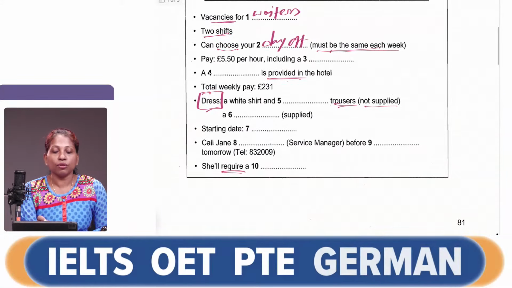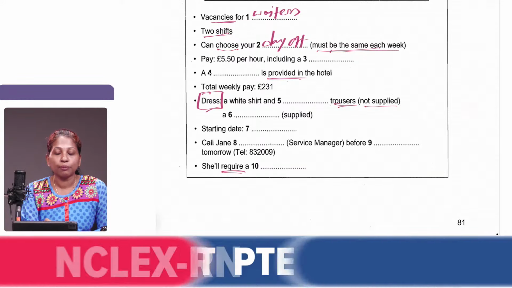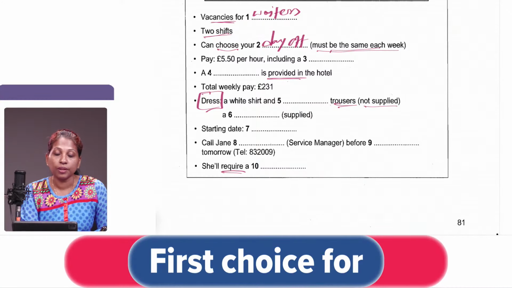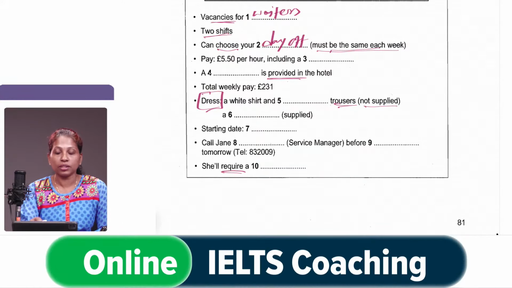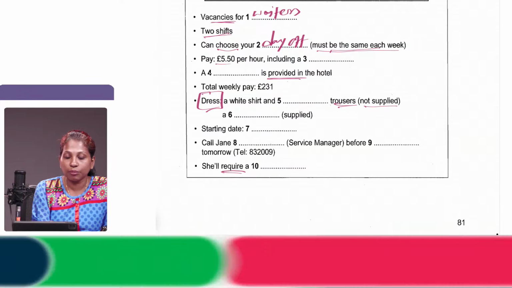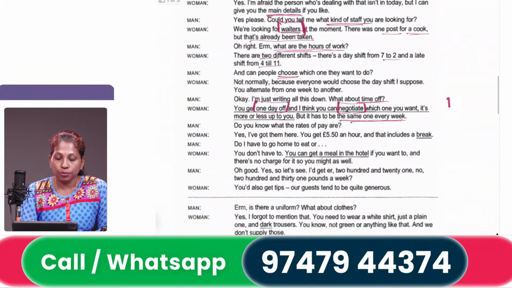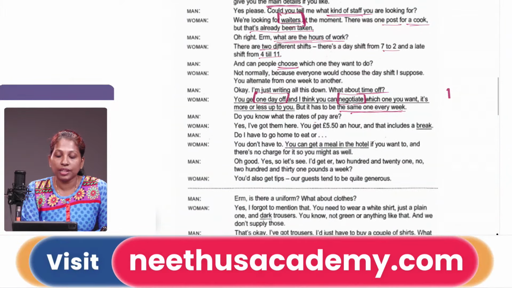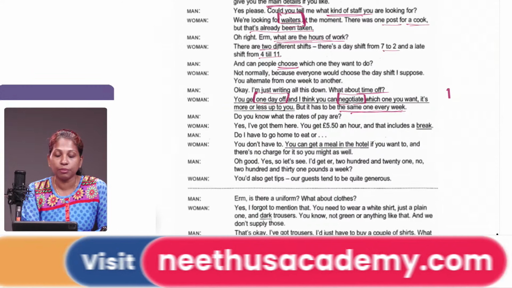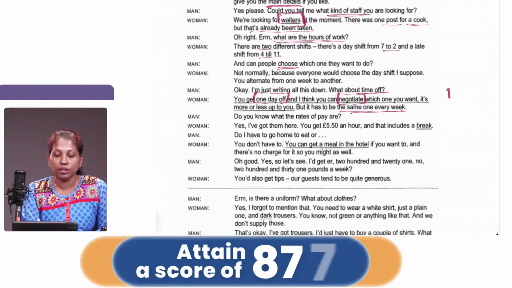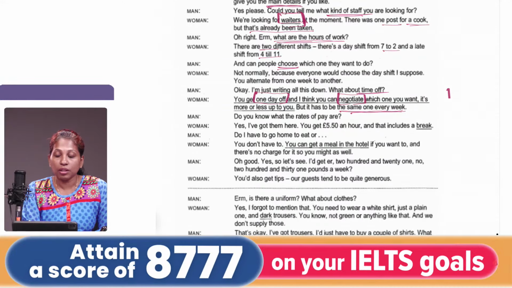Next, what we are looking for is pay: $5.50 per hour, including a dash. You're paying $5.50 per hour for something, including a dash. Now what is that, right? So this is the amount which you have to listen for. Do you know what the rates of pay are? That means they're asking for the pay, what he or she will be paid. Do you know what the rates of pay are? Yes, I have got them here. You get 5.50 an hour, and that includes a break.